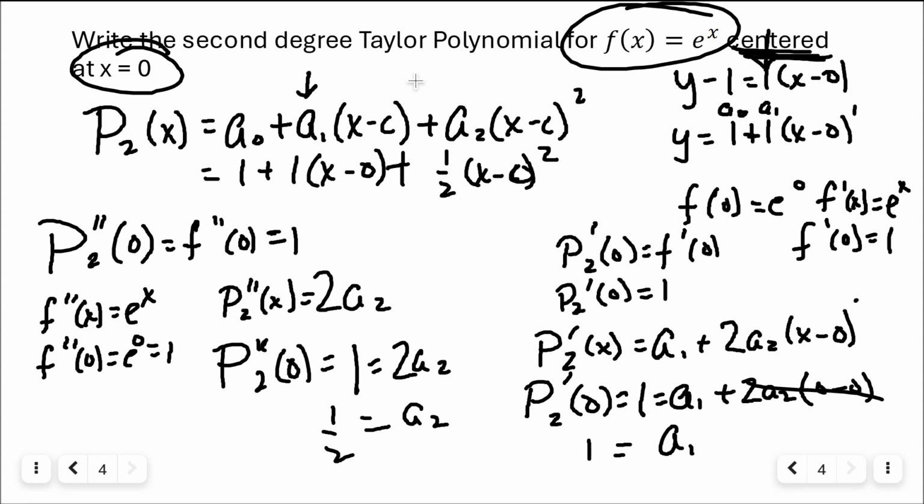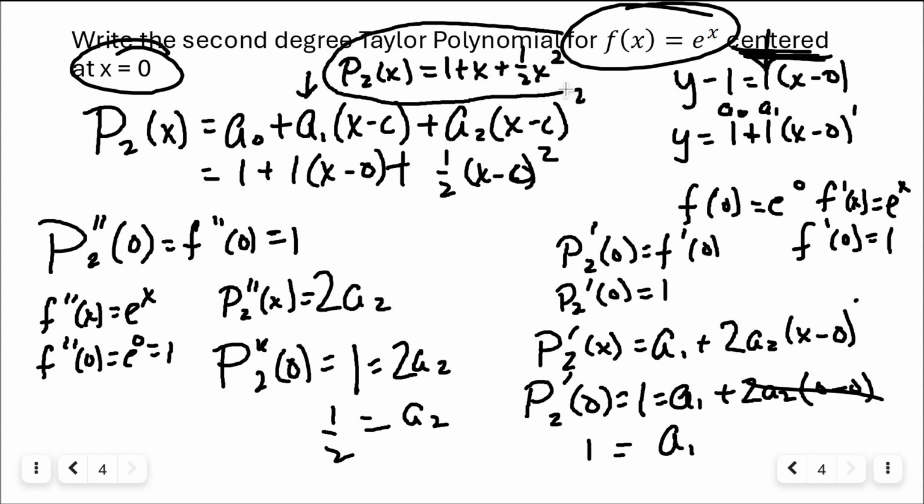So that's x minus 0, where c is 0, squared. So my second degree Taylor polynomial, p sub 2 of x, is equal to 1 plus x plus 1/2 x squared. So this is the derivation of that Taylor polynomial. Okay? All right, so that's our first example.